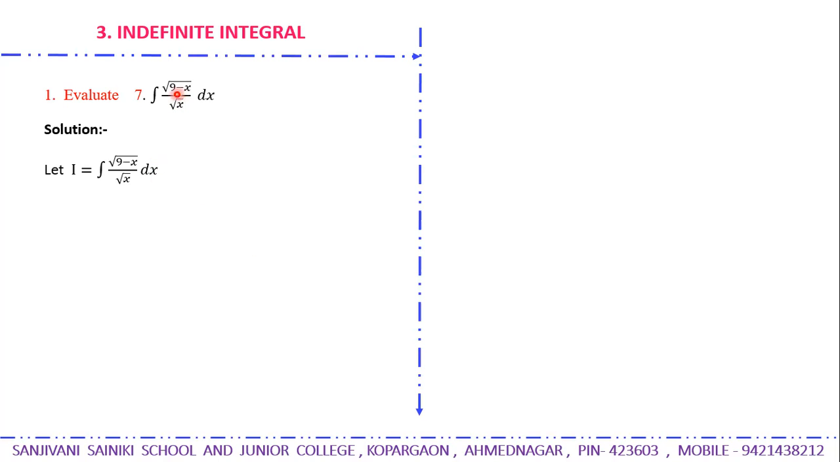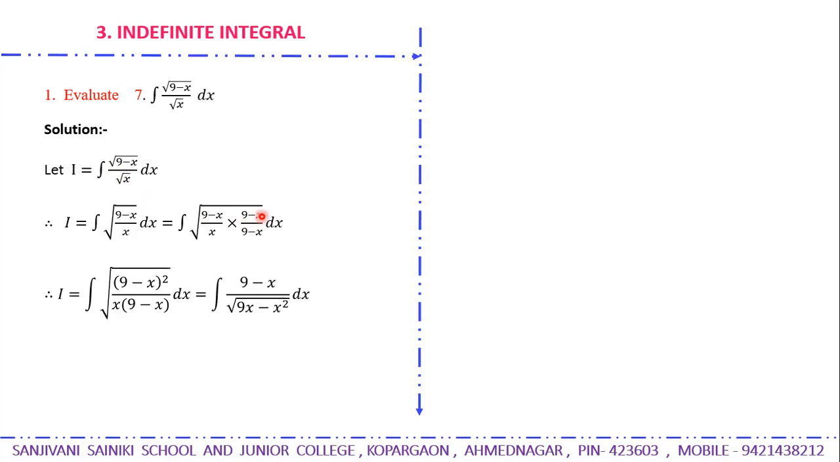Evaluate the integral of root (9 minus x) upon root x dx. Write it in one square root only, by multiplying and dividing by 9 minus x. You will come to the integration of (9 minus x) upon root 9x minus x square. Now you can write this numerator 9 minus x as a times d by dx of (9x minus x square) plus b.